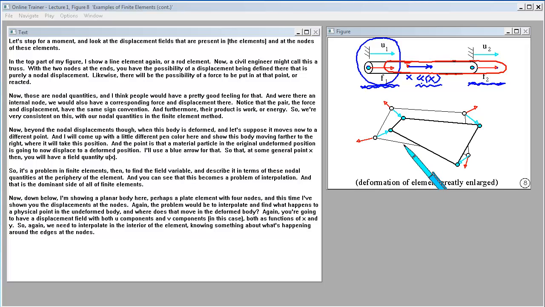Now down below, I'm showing a planar body here, perhaps a plate element with 4 nodes, and this time I've shown you the displacements at the nodes. Again, the problem would be to interpolate and find what happens to a physical point in the undeformed body and where does that move in the deformed body. Again, you're going to have a displacement field with both u components and v components in this case, both as functions of x and y. So again, we need to interpolate in the interior of the element, knowing something about what's happening around the edges at the nodes.